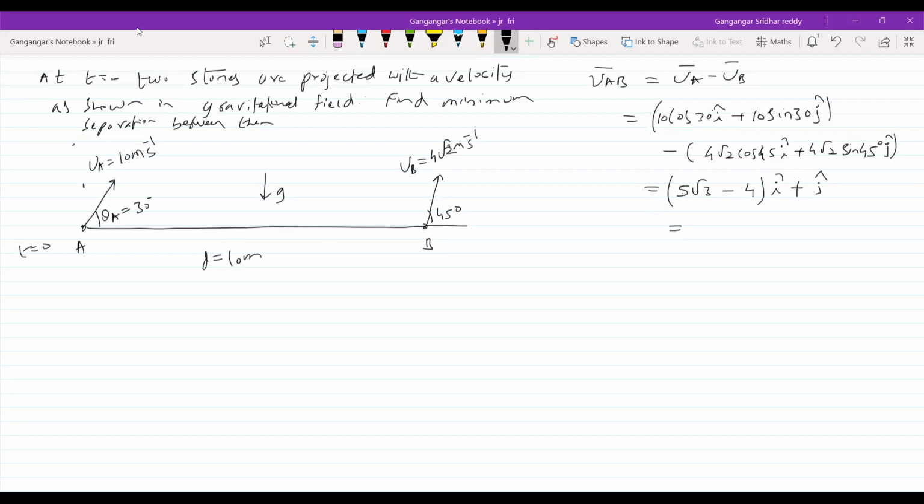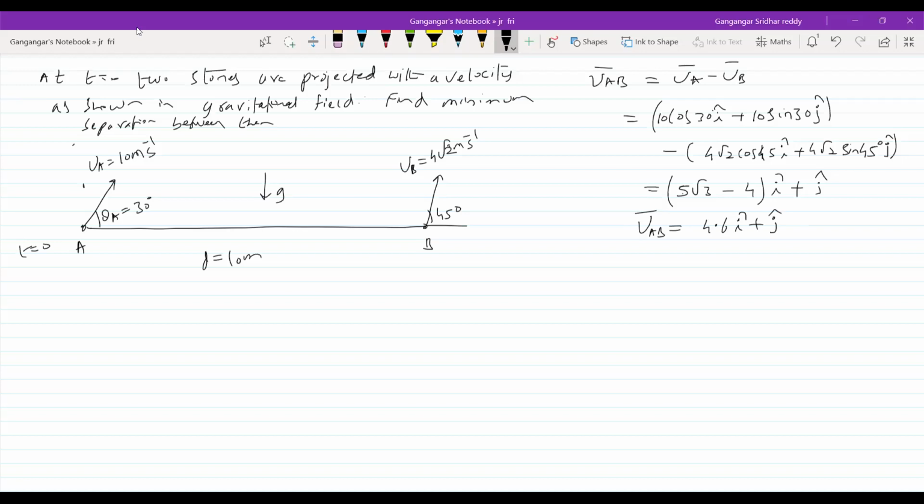Sir, it's 5 root 3 minus 5, sir. 4 root 2 cos 45, no, this will be 5, 5 minus 4. Yes, sir, I got confused. Root 3 is 1.7, and 1.7 into 5 will be 4.6. Okay, so 4.6 i cap plus j cap. This is what U_AB is.